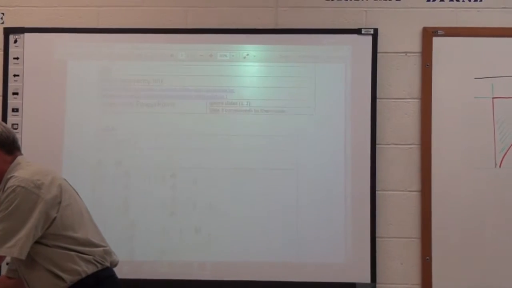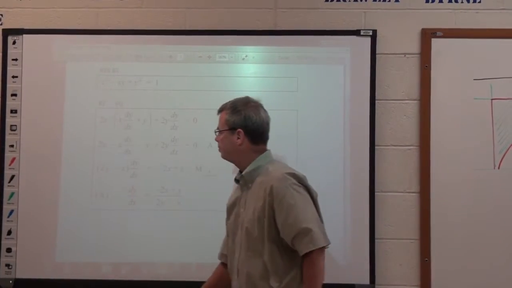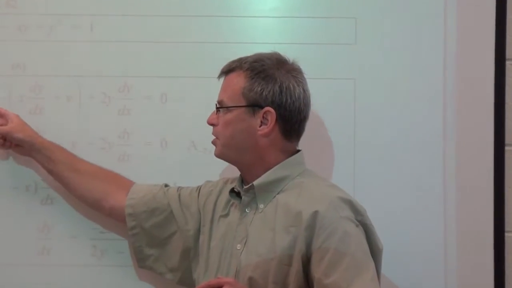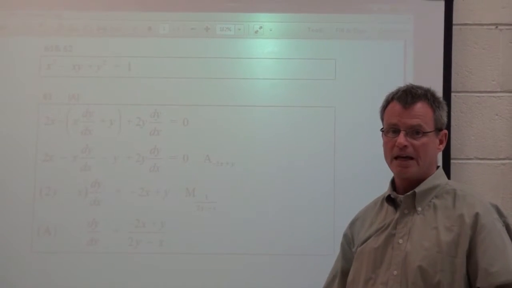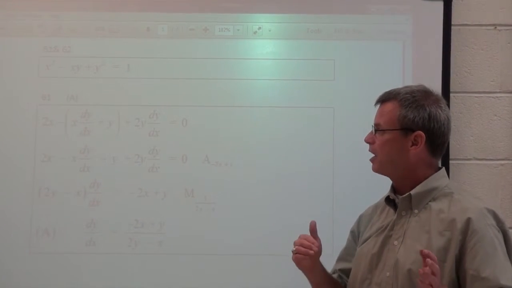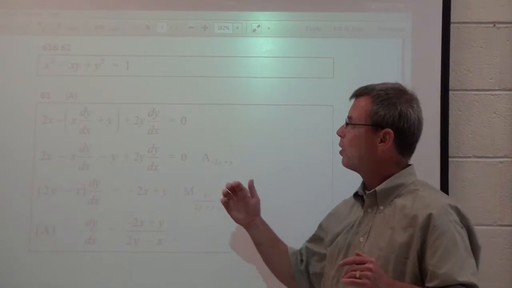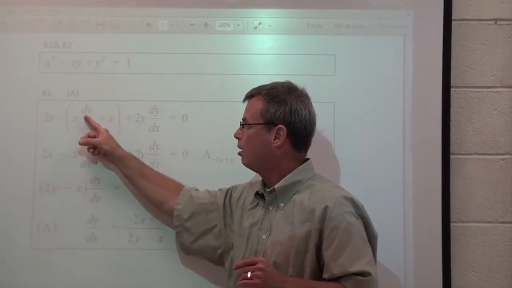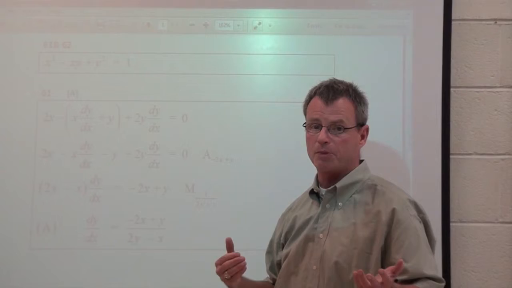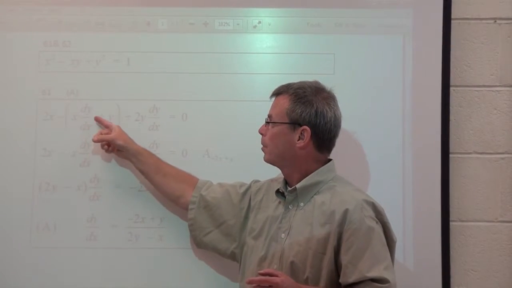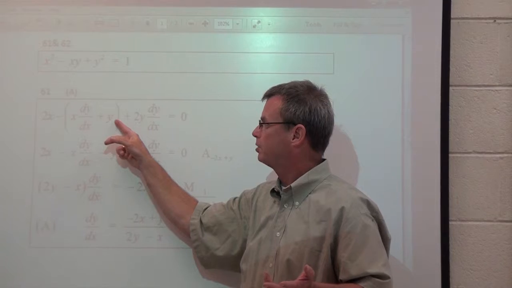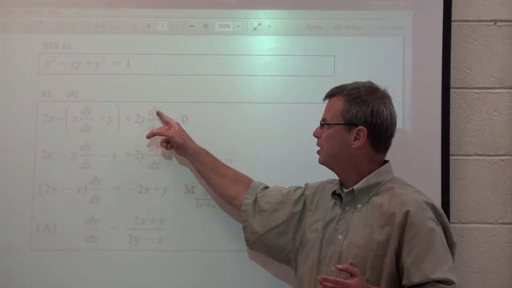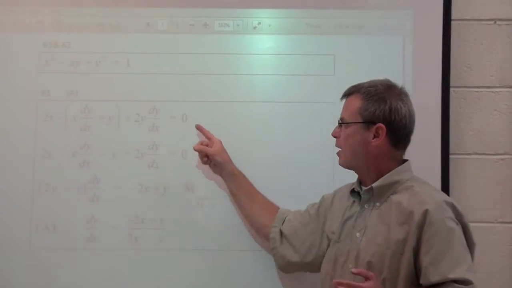So to differentiate this, for 61, I'm differentiating this with respect to x. So x squared differentiates to 2x. The second term is the product of negative 1 times xy. So I have, subtract, first term, x times the derivative of the second term. So the derivative of y with respect to x is dy dx. Plus the second term times the derivative of the first, plus the third term would give me 2y dy dx, and the derivative of the right side would be a 0.